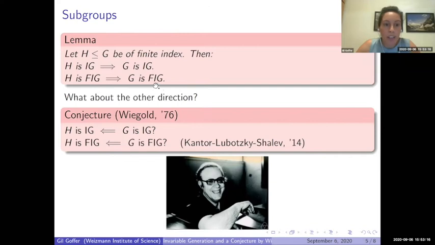Wiggold himself did not use the term FIG. I think it's Cantor, Lubotsky, and Shalev who stated this definition. I think Alex is here and can correct me if I'm wrong. I think it's their terminology, FIG. So we are wondering about the other direction. This question was raised in '76 by Wiggold and repeated in 2014 by Cantor, Lubotsky, and Shalev.